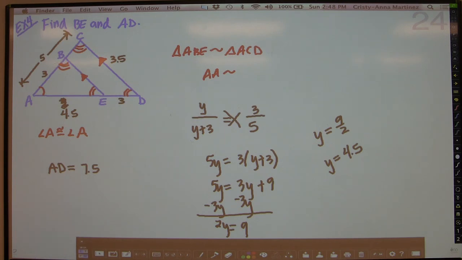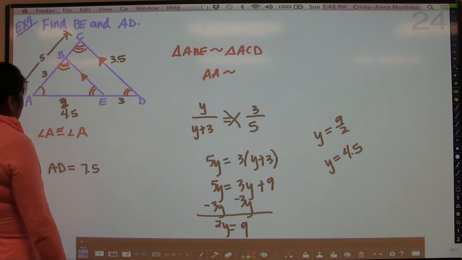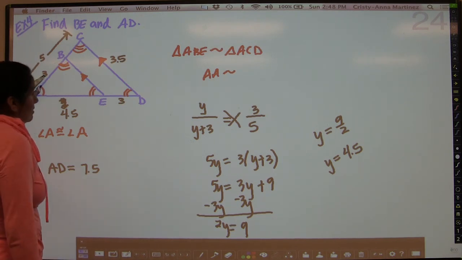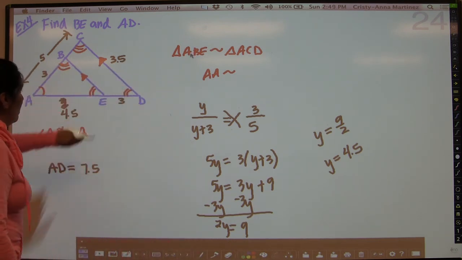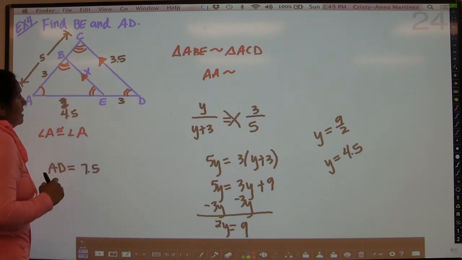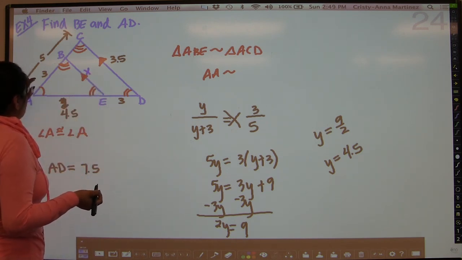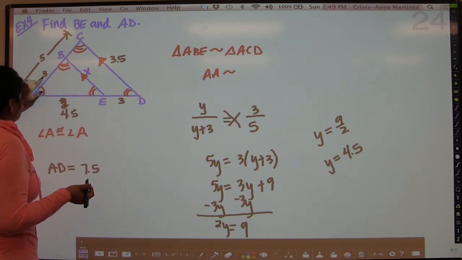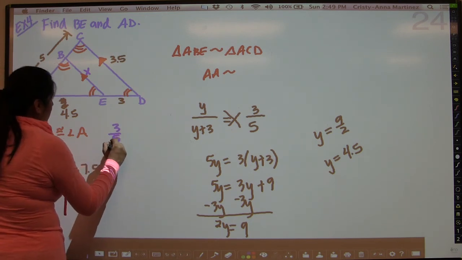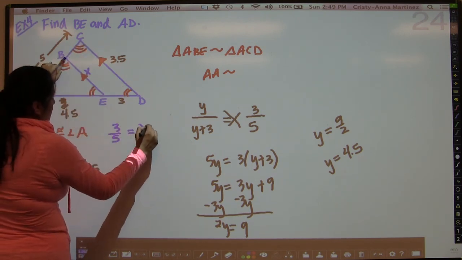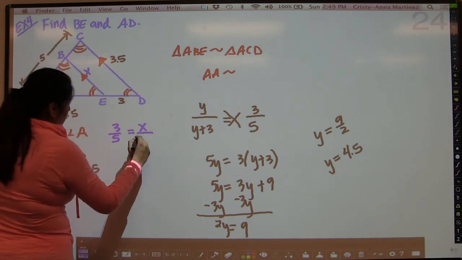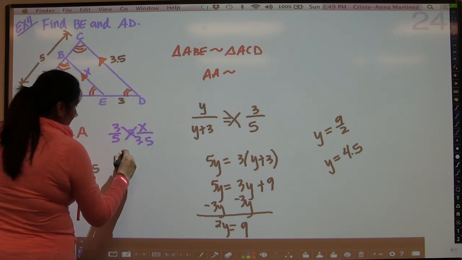And then to find BE, we're going to have to use a proportion. So we can say, let's see, 3, where do I want to write that? I'm going to do that in a different color. So to find BE, we're going to have to call BE x. We don't know what that is. So we're just going to use a regular proportion. So I'm going to say 3 is to 5. So this short side is to the long side, as x is to this side, which is 3.5. We're going to solve that guy.